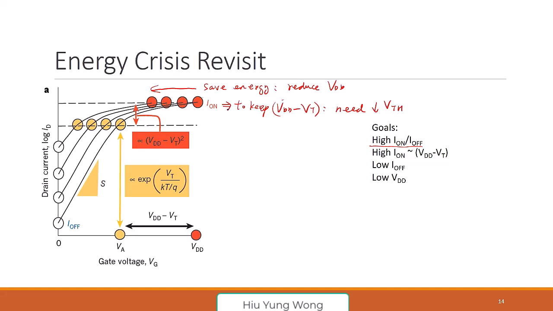First, I want to save energy. I need to reduce the VDD. But I want to have high I on, then I need to keep VDD minus VTH. Means I need to reduce VTH. And that is what happened.